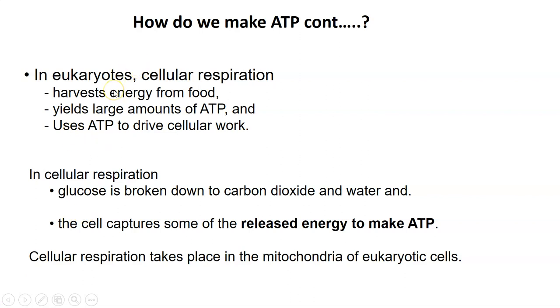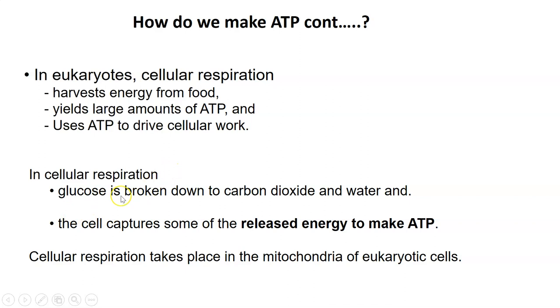In eukaryotes, we are eukaryotic organisms, as opposed to prokaryotic, which are bacteria. So this is just to summarize. In eukaryotes, we harvest energy from food. We're taking high energy electrons from carbon hydrogen bonds to yield large amounts of ATP. And it's this ATP that is used in our cells to do cellular work.